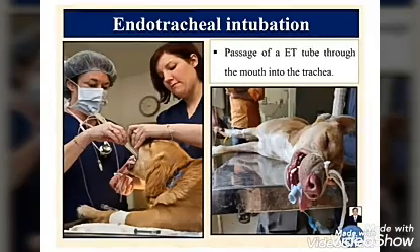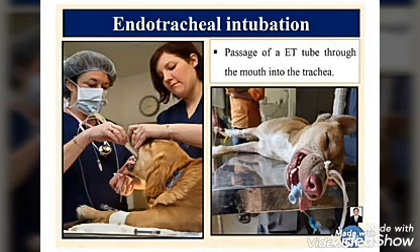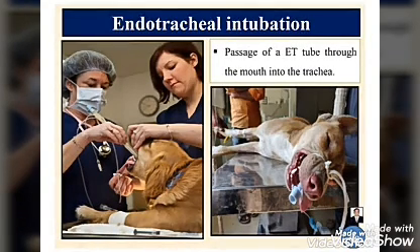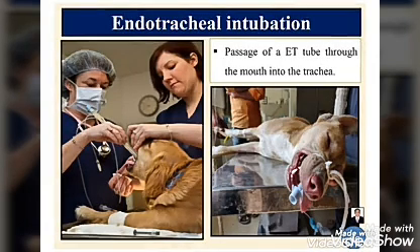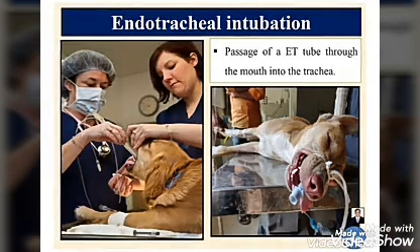So what is endotracheal intubation? Endotracheal intubation is the passing of a tube through the mouth into the trachea to maintain the airway patency. So this is the very simple meaning of endotracheal intubation.